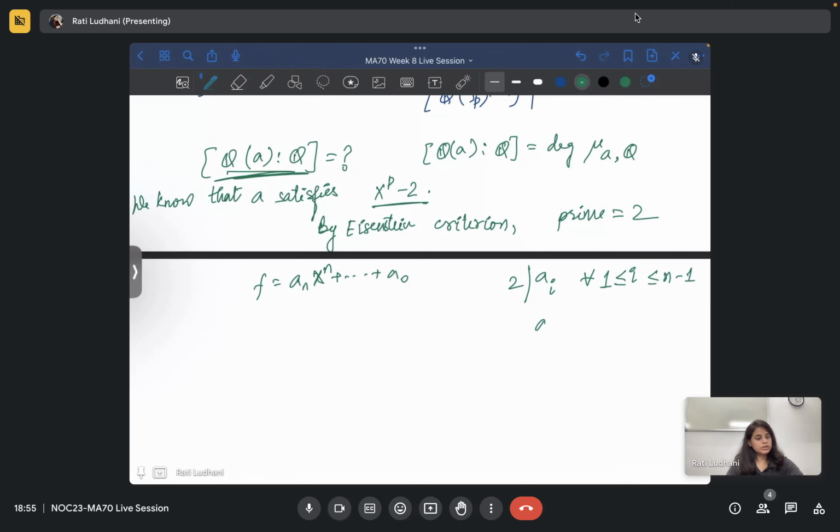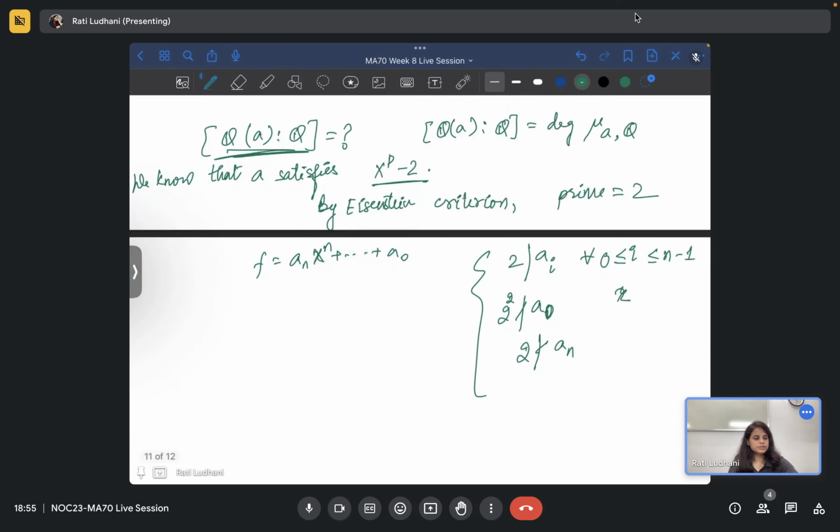And from 0, yeah, right, it should be 0. Yeah, thank you. So 2 should divide a_i for all i from 0 to n minus 1, and 2 squared does not divide a_0, and 2 does not divide a_n. These are all the conditions required for saying that this is an irreducible polynomial, right?